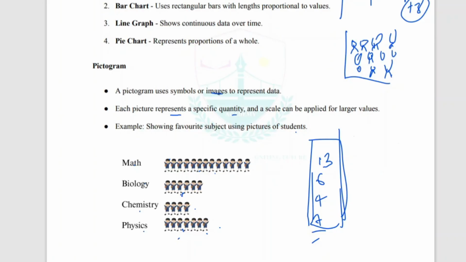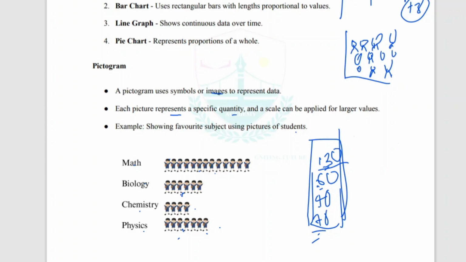And indeed, there is this point that you should note: each picture represents a specific quantity, and a scale can be applied for larger values. If you look at this figure, the values that we have are not large. These values are small. But if we have larger values, let's assume values like 130, 60, 40, 70, it will be very hard for us to draw 130 students using these pictures. It will be very hectic. To draw 60, to draw 40, to draw 70 is very hectic.